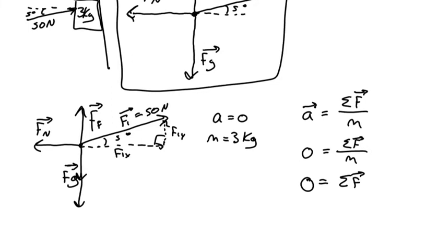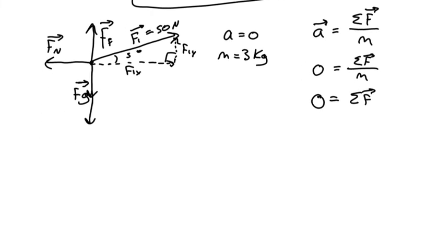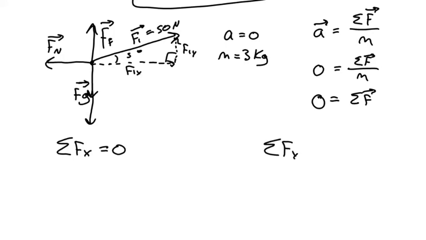The other thing I can do with these, just like we did with projectile problems, anytime we have these vectors, is treat the x and the y direction separately. So I'll do that too. I'll say the net force in the x direction has to be 0, and the net force in the y direction has to be 0 too. Now, net force just means that I add all the forces that I have in that direction together.